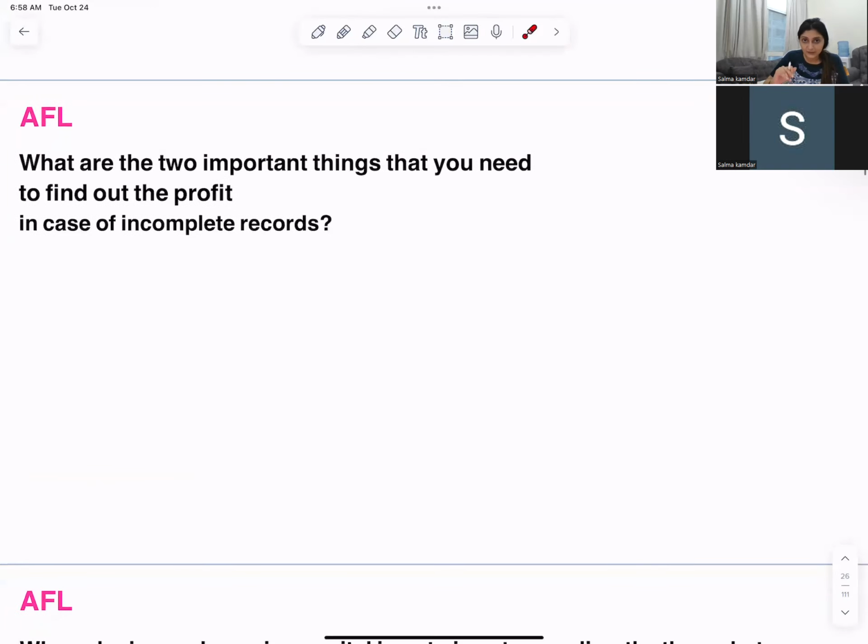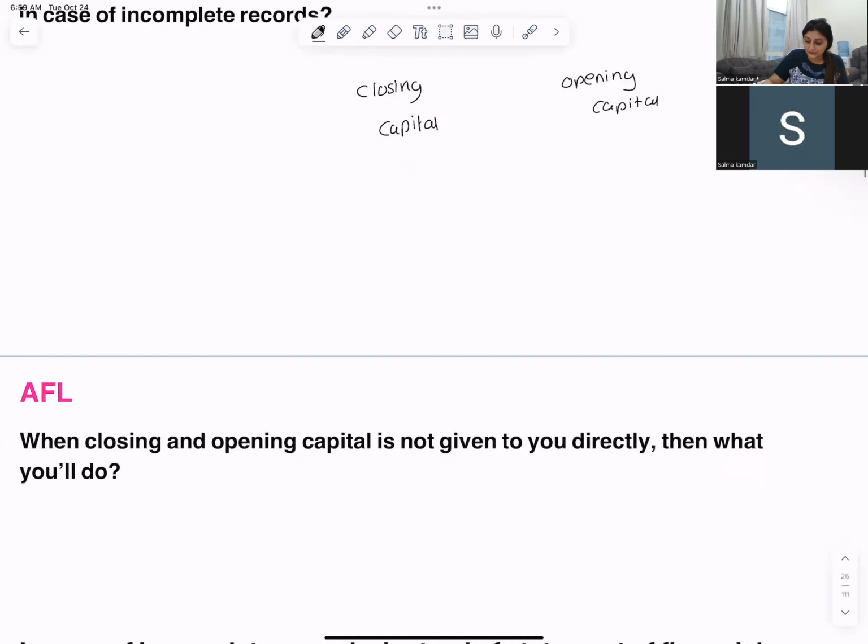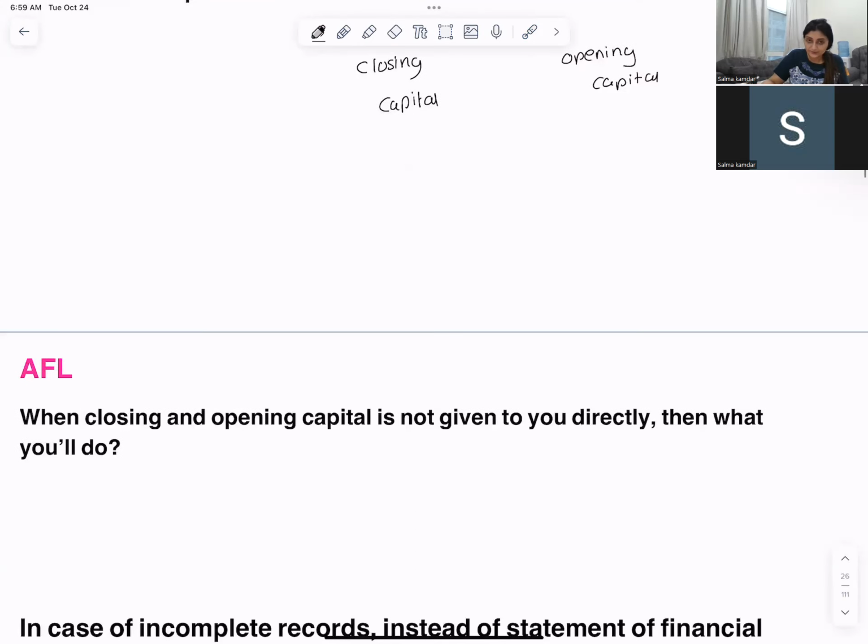Now, this is a question that you need to answer. What are two important things that you need to find out profit in case of incomplete records? Two important things: one is closing capital and one is opening capital. These are the two things that you need to find out profit in case of incomplete records.